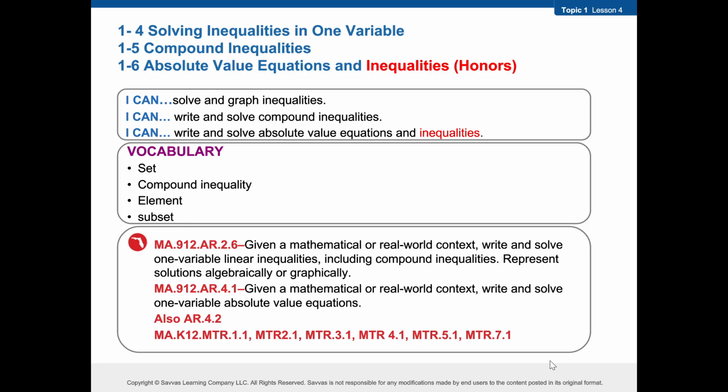This is 1-4, solving inequalities in one variable, 1-5, compound inequalities, and 1-6, absolute value equations for regular and honors, and 1-6, absolute value inequalities for honors only.